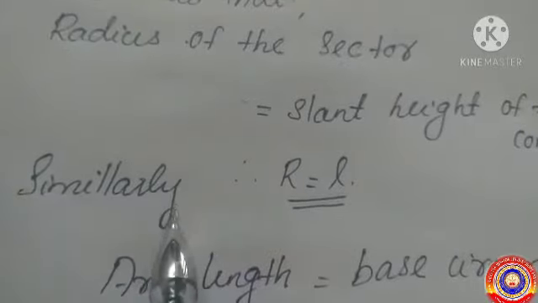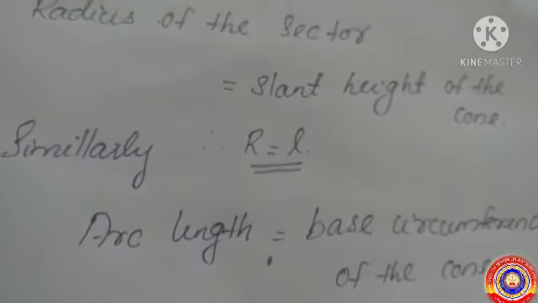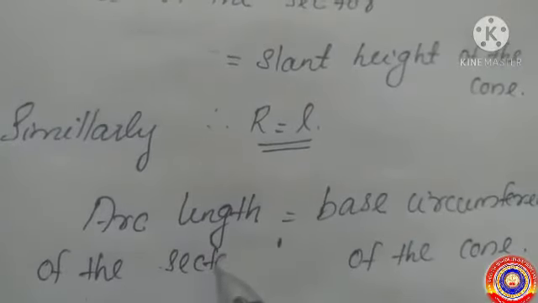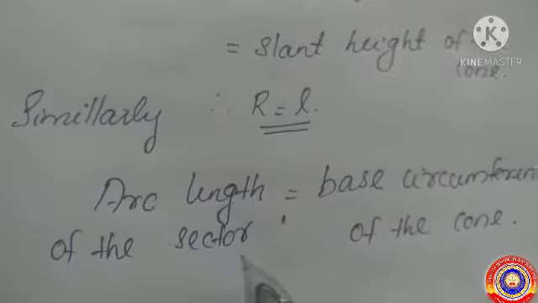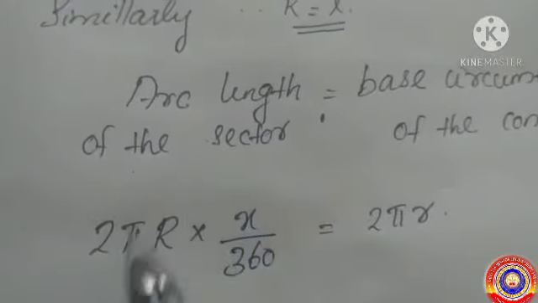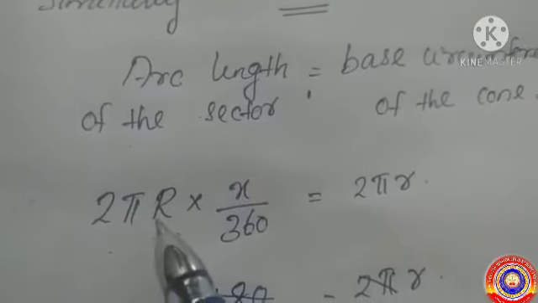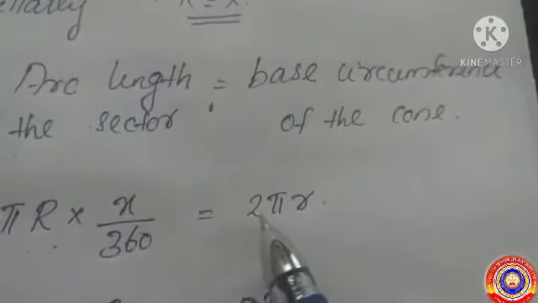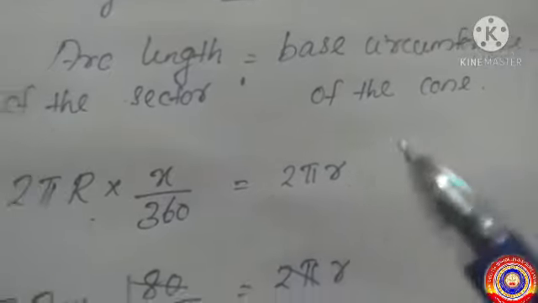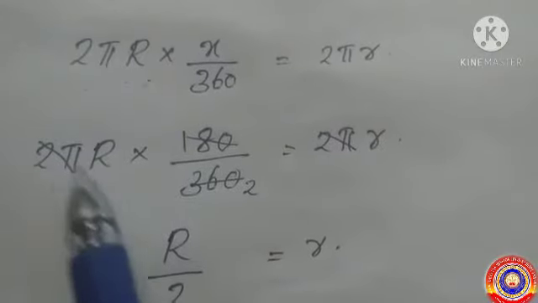Similarly, the arc length of the sector is equal to the base circumference of the cone. You have already studied the formula of arc length in your 9th standard, which is equal to 2 pi r into x by 360 degree, and the base circumference of the cone is equal to 2 pi r. The small r represents the base radius and capital R represents the radius of the sector.